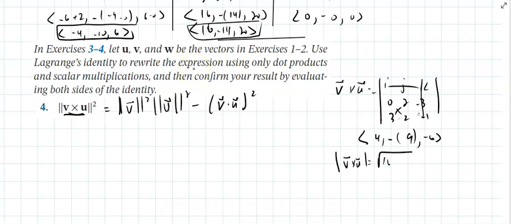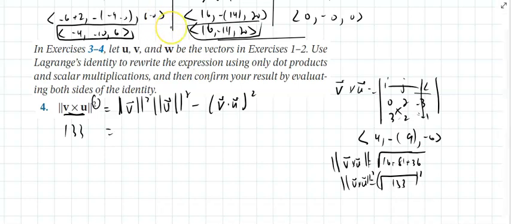So if we do the magnitude of that, that's the square root of 16 plus 81 plus 36. And what would that be? That would be the square root of 80, 90, 120, 133. And if you square that, that's simply 133.